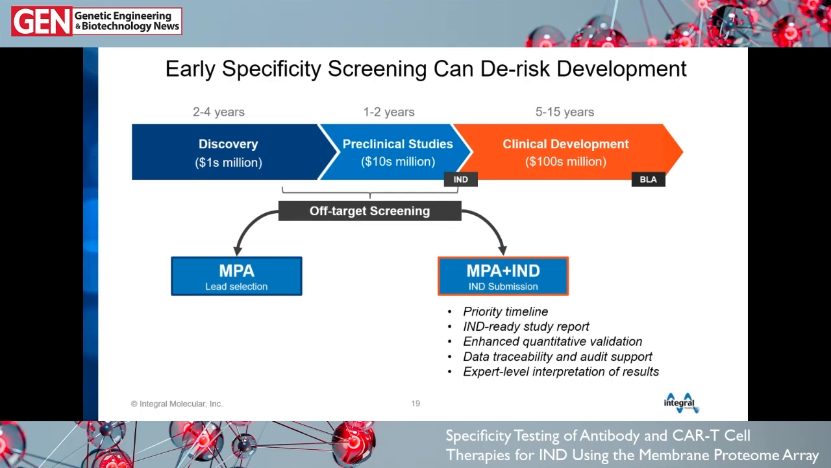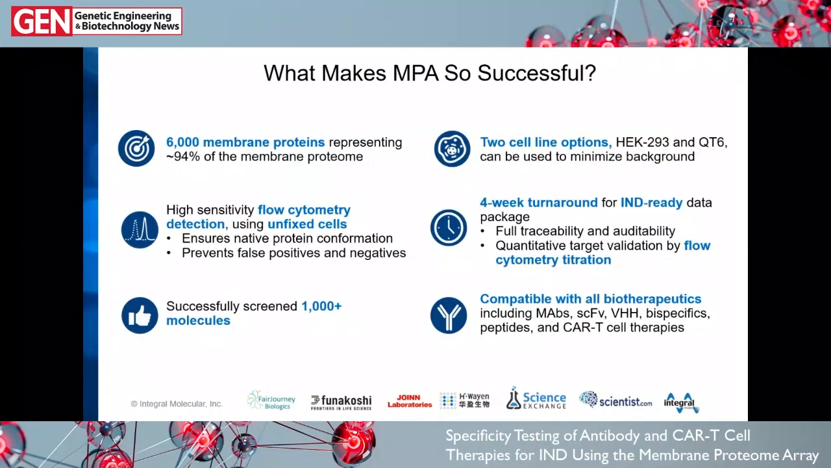To summarize today, there are a number of reasons that the Membrane Proteome Array is the leading specificity testing platform on the market. The comprehensive membrane protein library and cell line options are huge advantages, but what I hear repeatedly from customers is that the greatest benefit of the MPA is the use of unfixed cells in a flow cytometry detection method, and this is what truly sets the MPA apart from other platforms. Not to mention the quick timelines and flexibility of the MPA means that we have successfully screened over 1,000 molecules to date, with more coming in each day.